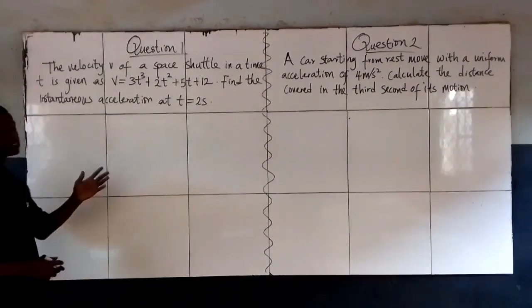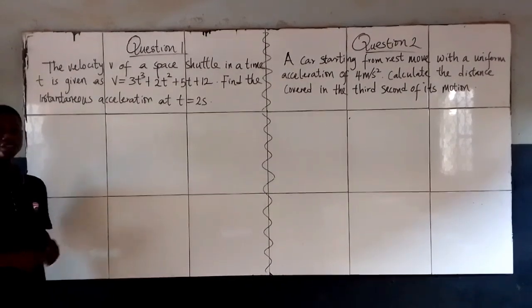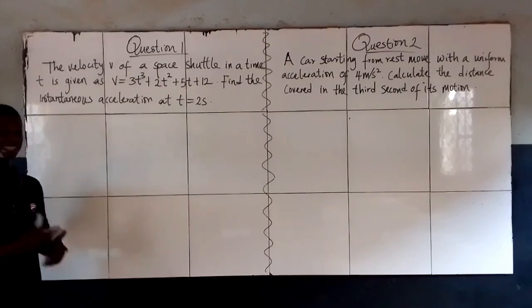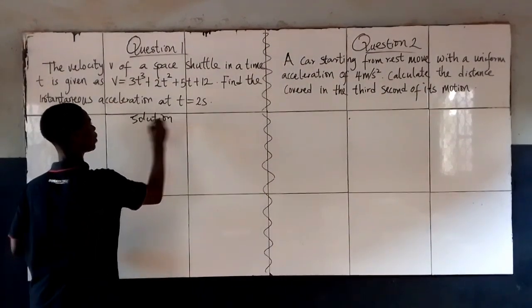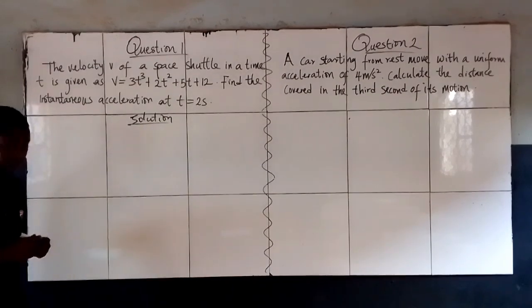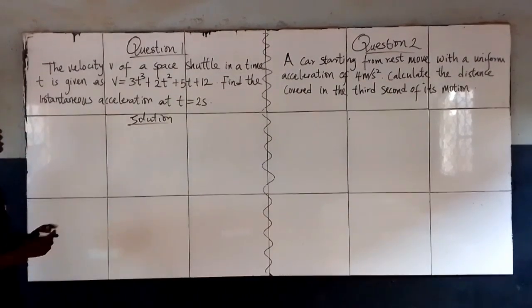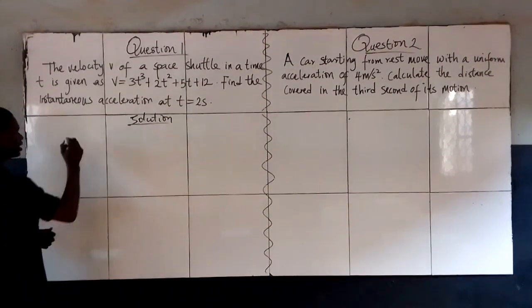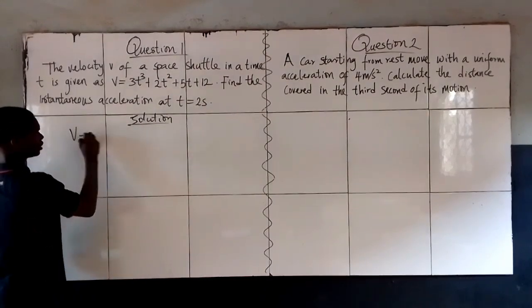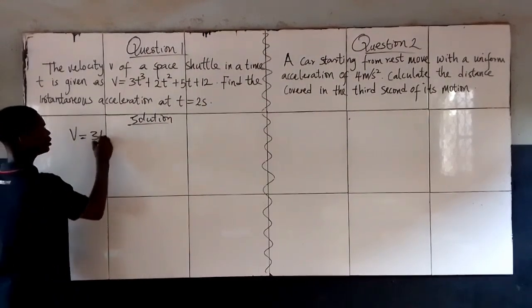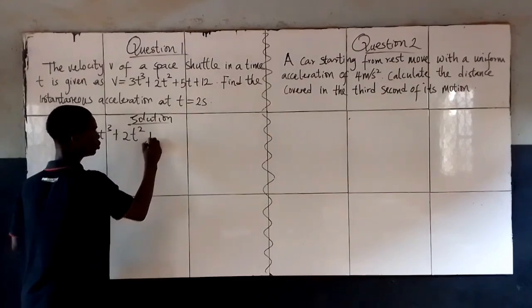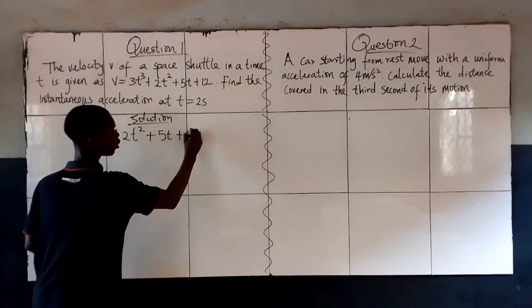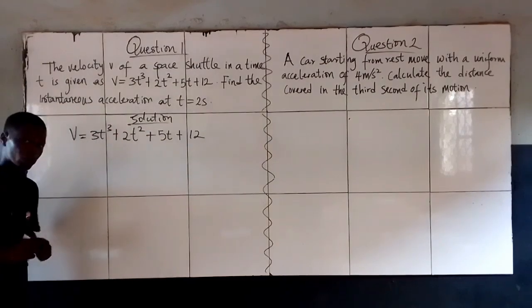Alright, here are the questions we are asked to solve under equations of uniformly accelerated motion. So we'll read it together and then we'll start solving. Solution. In question 1, they said the velocity v of a space shuttle at a time t is given as v equals 3t raised to power 3 plus 2t raised to power 2 plus 5t plus 12. Guys, this is what we have.